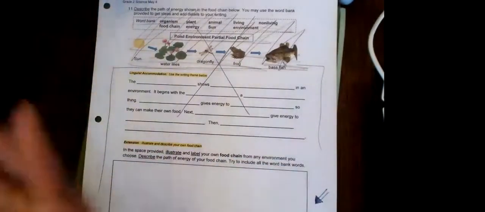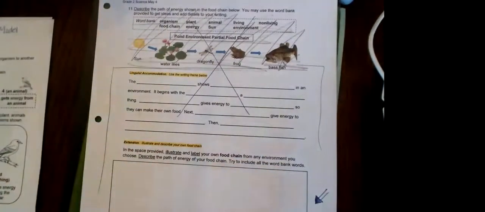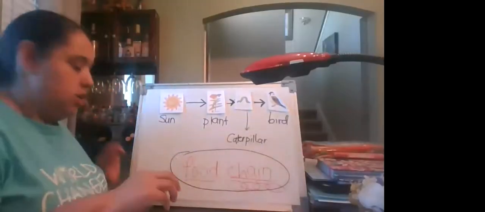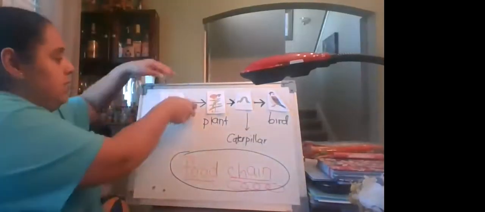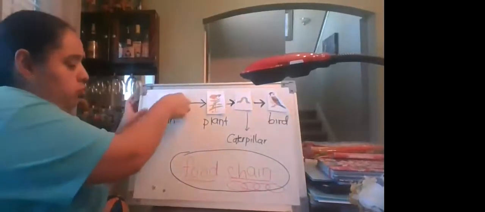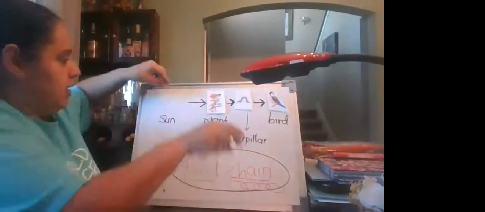For example, for mine, my food chain, I'm gonna create one right here with you. This is the one that you guys saw me make, right? So I'm gonna erase this one and I'm gonna create my own food chain, okay?